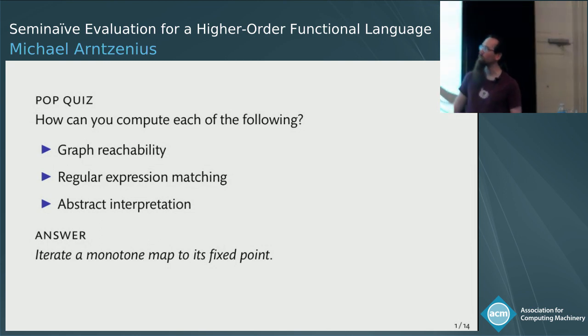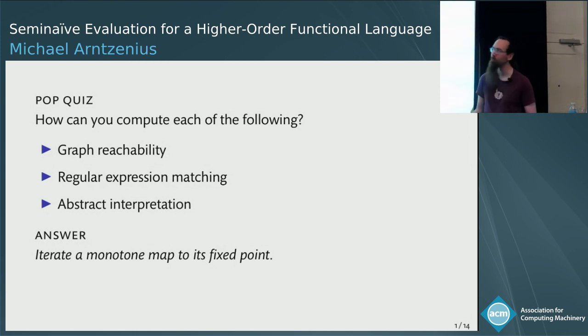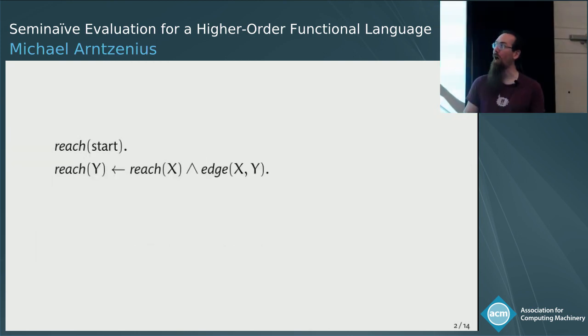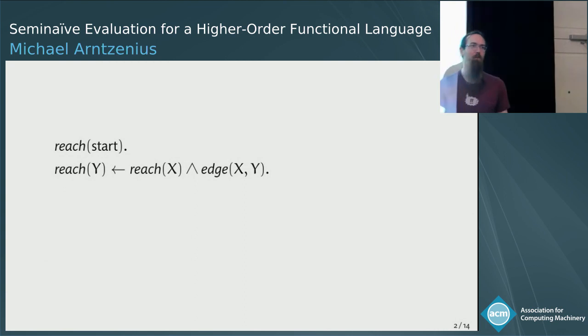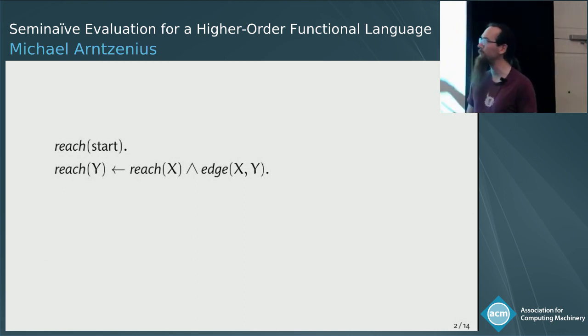And throughout the talk, I'm going to use graph reachability as a running example because it's the simplest of these to explain. So here's how to write graph reachability in one of my favorite languages, Datalog. You've heard a bit about Datalog if you went to the previous session. So Datalog is a logic language. We can just say what we mean. So for example, we're here declaring that start is reachable, right? And then we want to find all the nodes that are reachable from start in some graph.